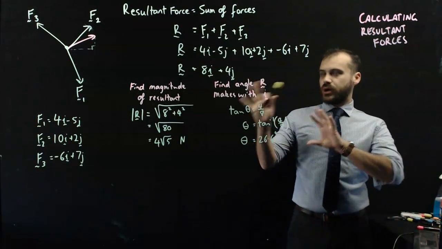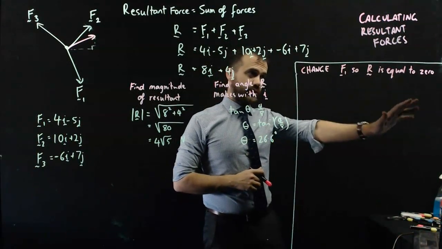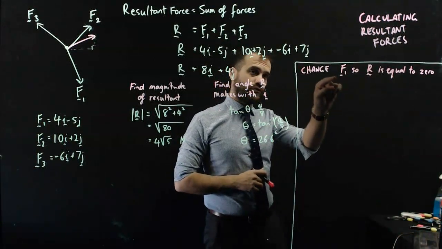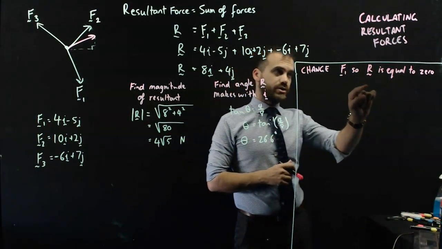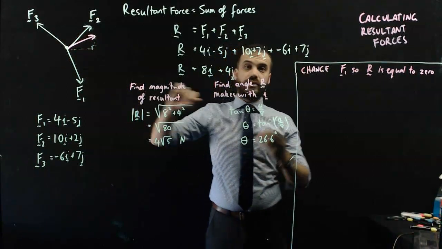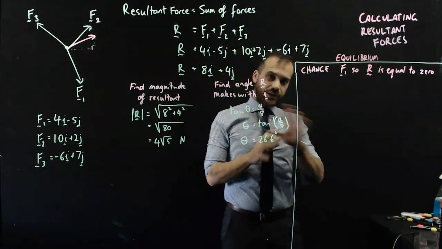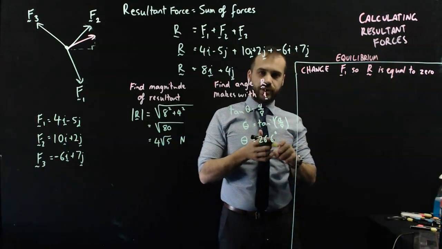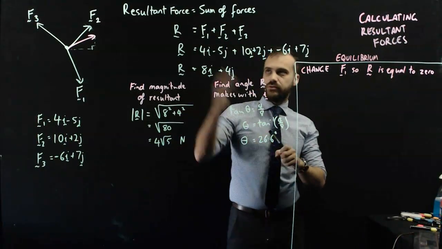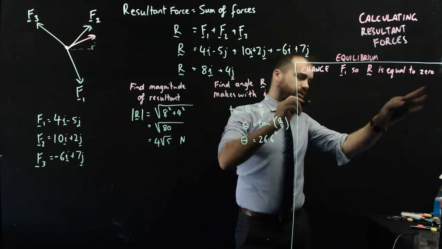Now there is one more way that we can take this question, and it looks a little something like this. Change force 1 so that the resultant is equal to 0. And that means that all of those forces are in equilibrium. And that idea is going to be really important for us moving forward. So it's pretty straightforward. The resultant is equal to the sum of the forces. So we want the resultant to be equal to 0.